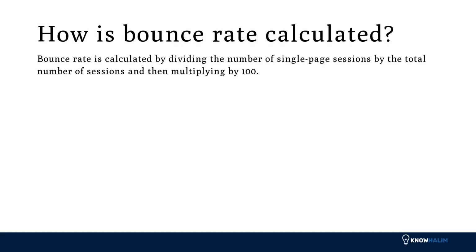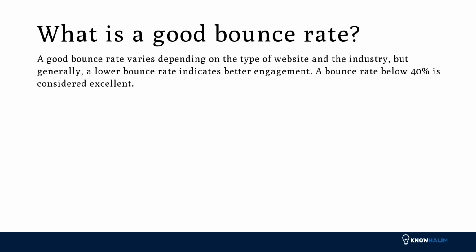How is bounce rate calculated? Bounce rate is calculated by dividing the number of single-page sessions by the total number of sessions and then multiplying by 100. What is a good bounce rate? A good bounce rate varies depending on the type of website and the industry, but generally, a lower bounce rate indicates better engagement. A bounce rate below 40% is considered excellent.